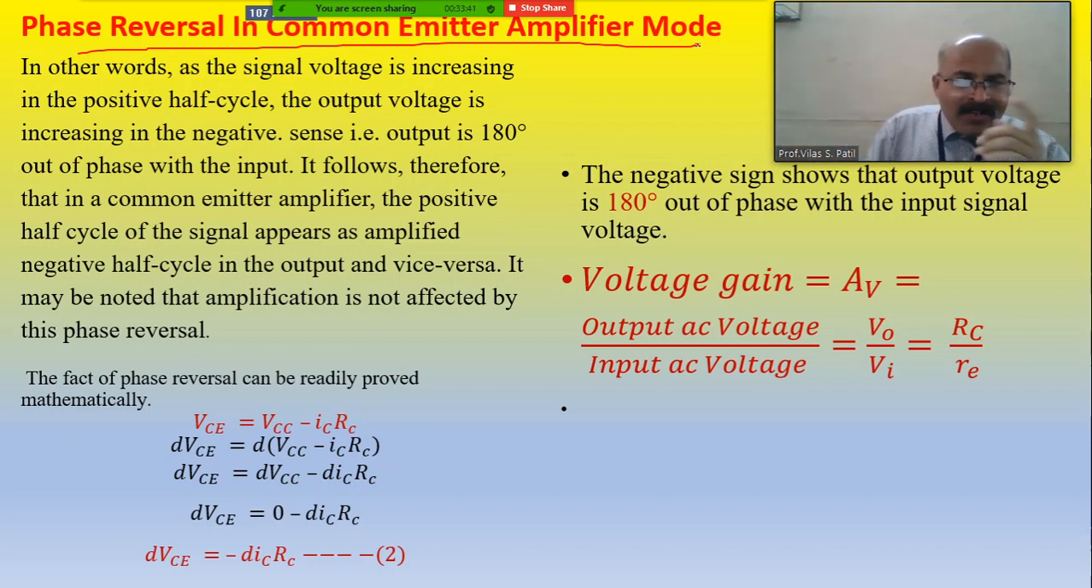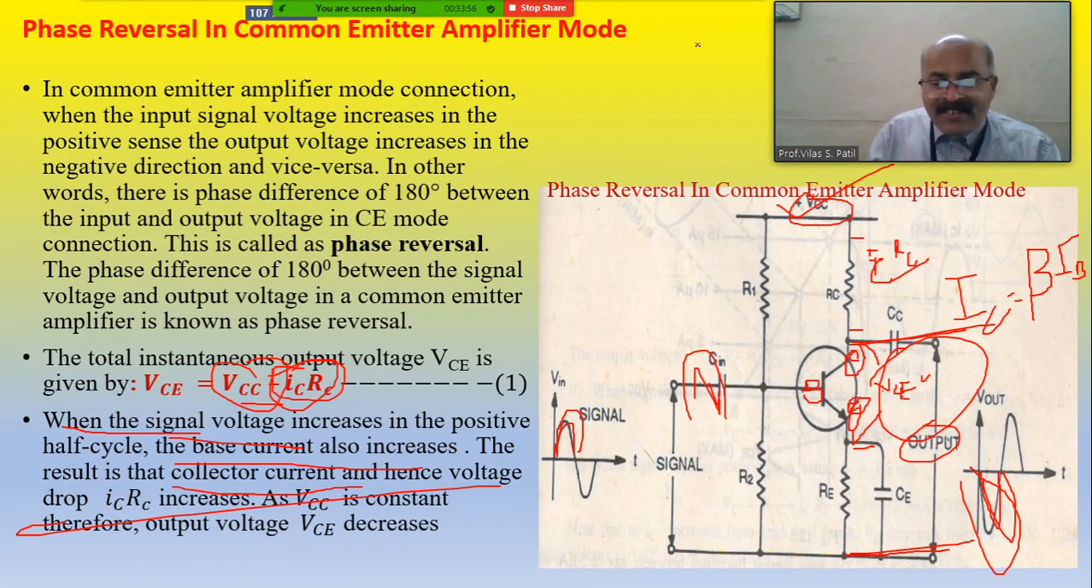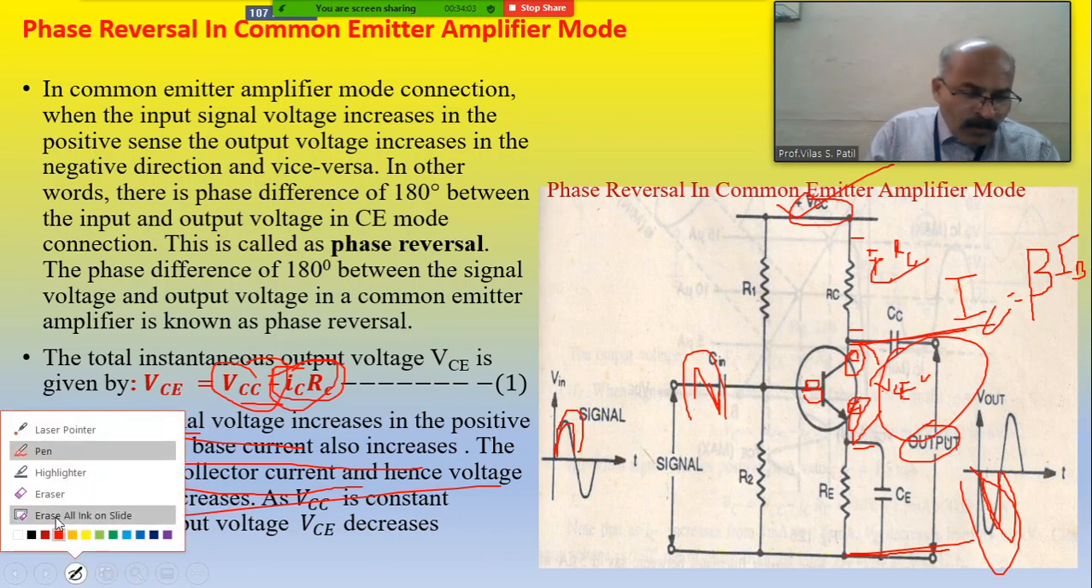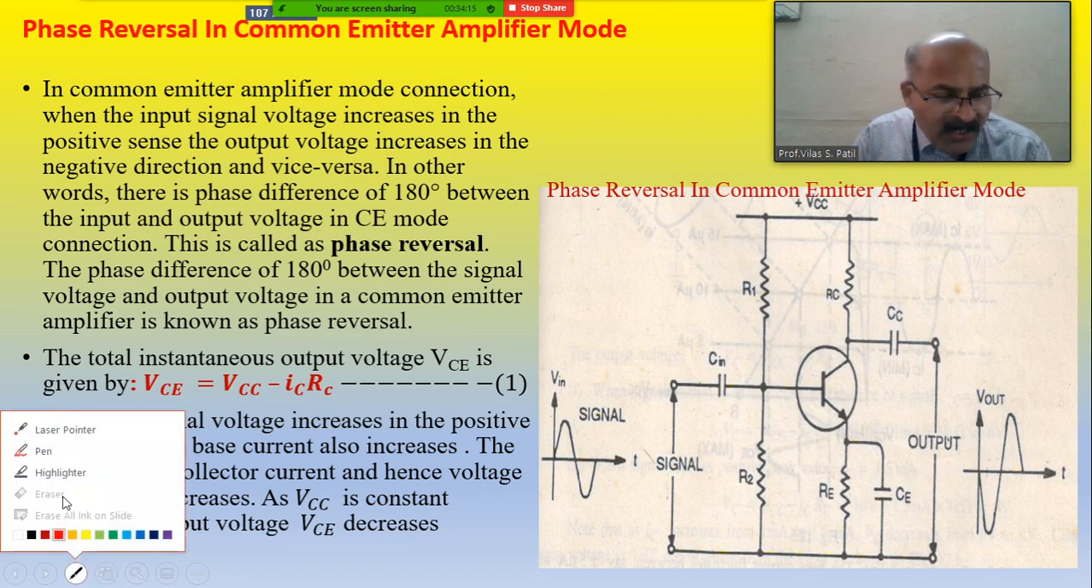See here what is written in this slide. In other words, as the signal voltage is increasing in the positive half cycle, see clearly the last diagram. Which diagram? This is the diagram. Just we clear all, we erase all the denominations. See here, here is the pen, and that pen is selected. Friends, this is the pen.